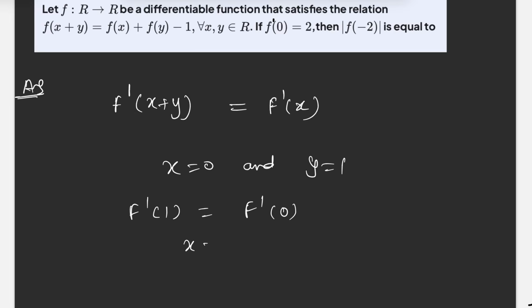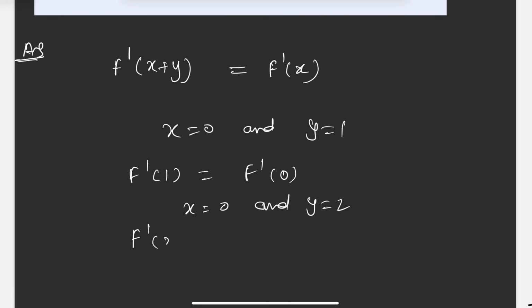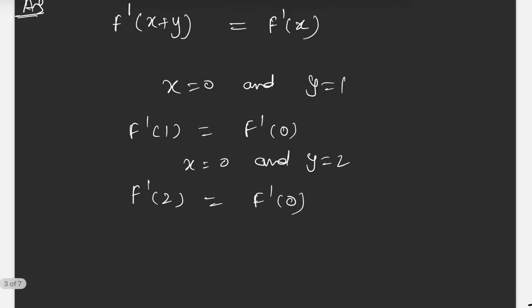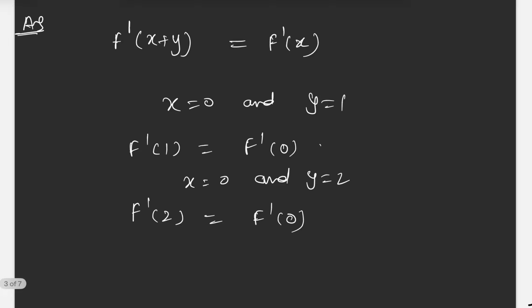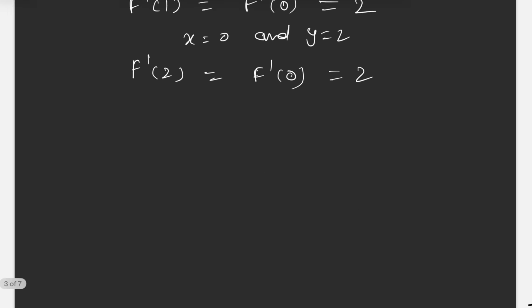If you keep x equals 0 and y equals 2, f dash 2 will come, again f dash 0, right? So if you see here, f dash 3 equals f dash 0 will again come, f dash 4 equals f dash 0 will come, which means the differentiation of the function is constant. The differentiation of the function is always f dash 0, and that is 2. So I can directly say f dash x for all values of x will be 2. Now if dy by dx is 2, it means this function f dash x is a constant function.